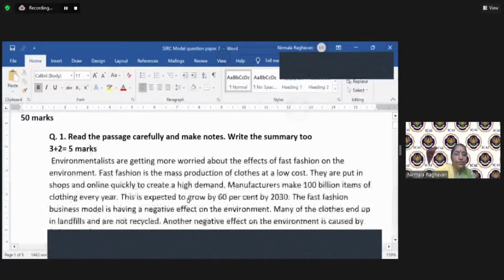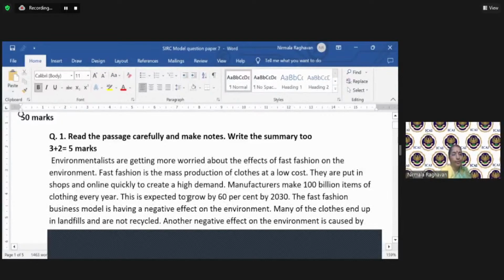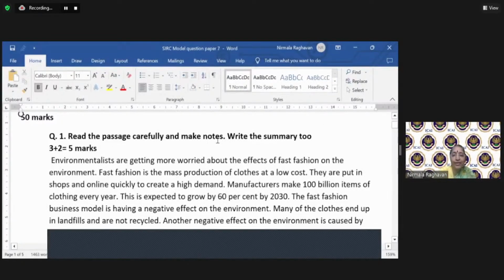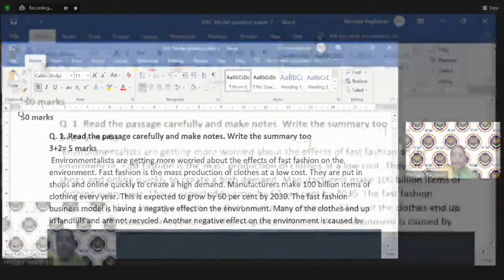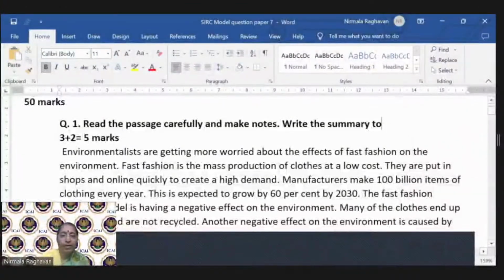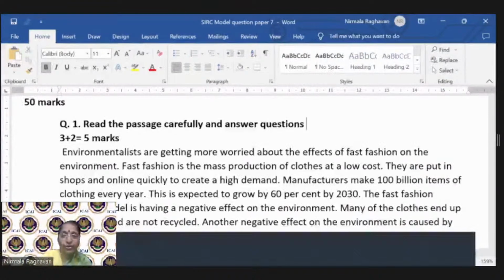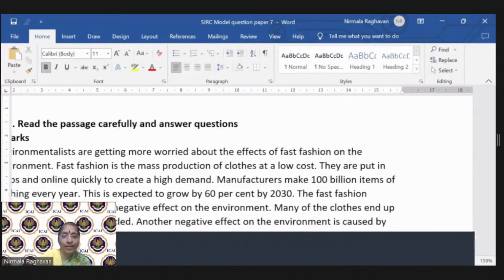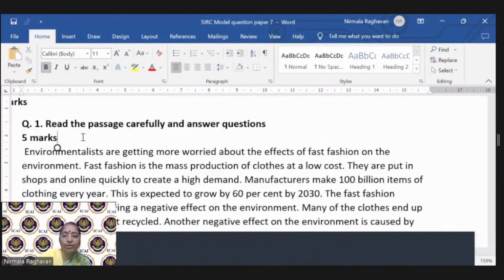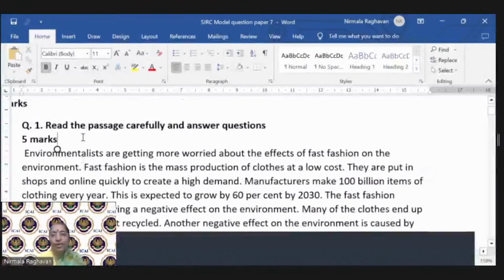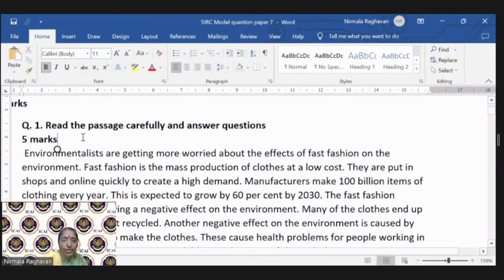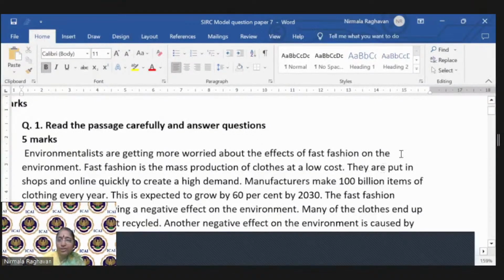Okay, so here is a passage. Read the passage carefully and answer questions. And how much time are you going to take for this? This will be for 5 marks. So maybe 10 minutes, since you are working on the digital screen, maybe you can take 15 minutes. So I'll scroll down the passage for you so that it's easy for you.